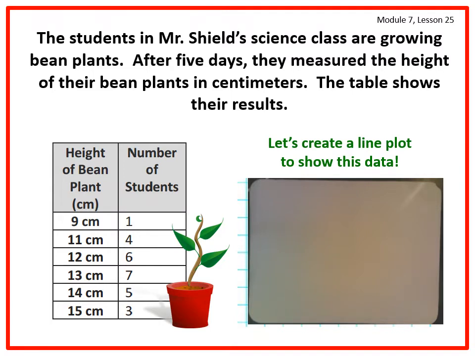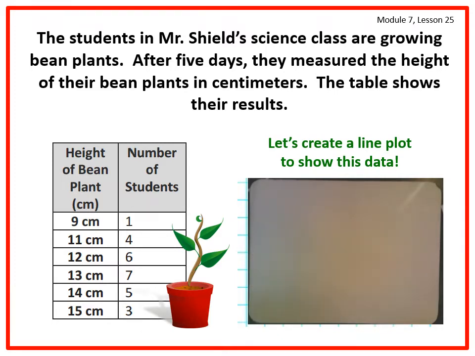All right, now let's read what the problem tells us. It says, the students in Mr. Shields' science class are growing bean plants. After 5 days, they measured the height of their bean plants in centimeters. The table shows their results. Now, we're going to create a line plot to show this data. What do you need to draw? Can you tell me what you need to draw? Yes, we need to draw a number line, remember, to show the data from the table. Now, let's go ahead and draw our number line.